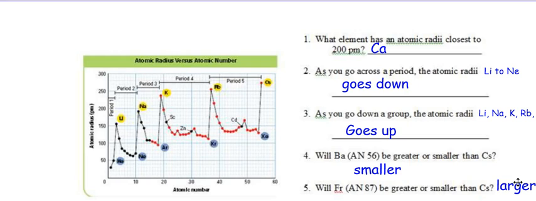Okay, so does this help you interpret all your graphs that you drew? Okay, I hope so. Okay, so let's go on to the next question.